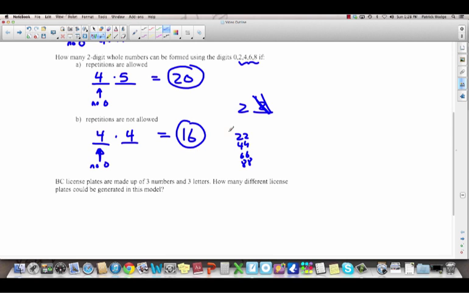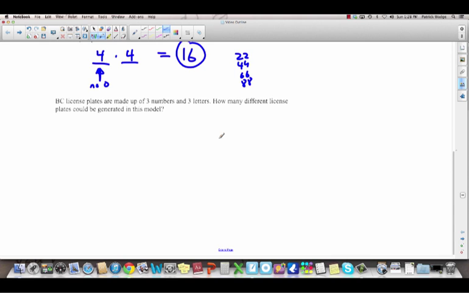Okay, the last one. BC license plates are made up of 3 numbers and 3 letters. How many different license plates could be generated in this model? Okay, so the first 3 spots, these are all numbers, or maybe it's letters actually. I think it changes in different years. Anyway, who cares? We got, whoa, what's that? That's horrible.